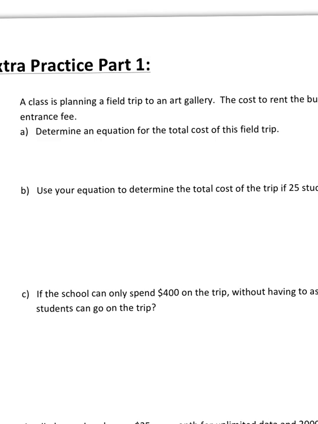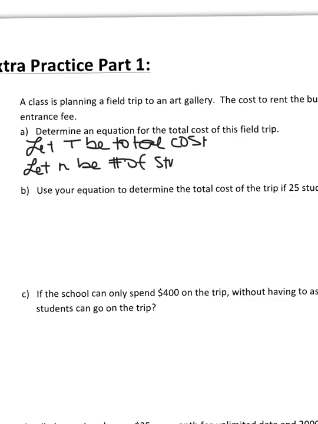So I'm going to let T be total cost. I want to know how much this is going to cost me to take all of the students, so that is unknown. That's why it's your first variable. The second variable is we don't know how many students will go. We probably know how many are in a class, but we're going to let N be number of students attending, because you know how sometimes not everyone goes on the trip. So those are my two unknowns, my total cost and the total number of students that go.